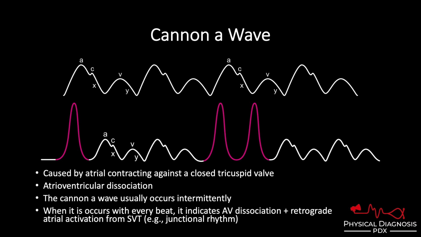The atria and ventricles are kind of operating at their own rhythms, and every once in a while, the right atrium is going to contract against a closed tricuspid valve, and it creates, as you might imagine, this giant sort of shock-like wave up the neck, and that's a Cannon A wave. Now again, the Cannon A wave is typically going to be intermittent, and in between the intermittent Cannon A's, you're going to see the normal waveform. There are certain circumstances in which it is occurring with every beat, but for the most part, it's going to be intermittent, and that can help you distinguish it from the giant A, for example.